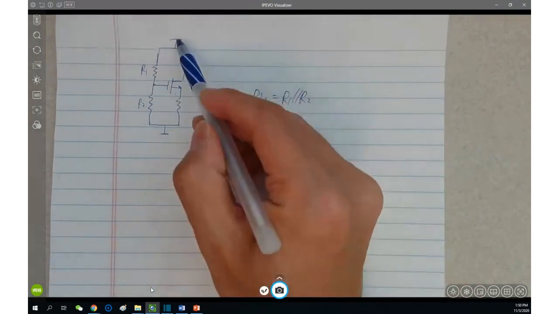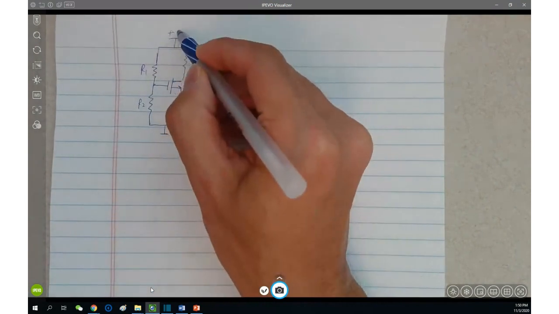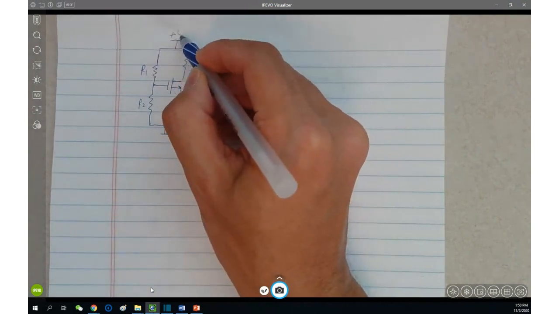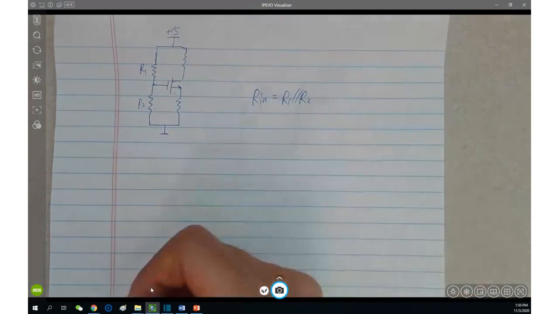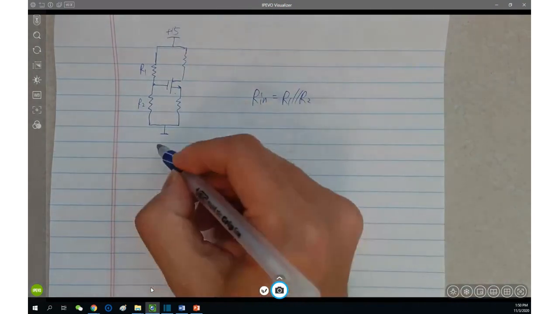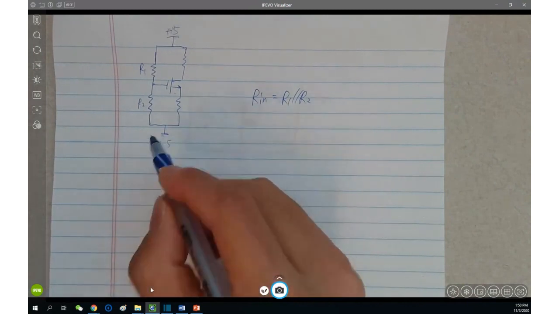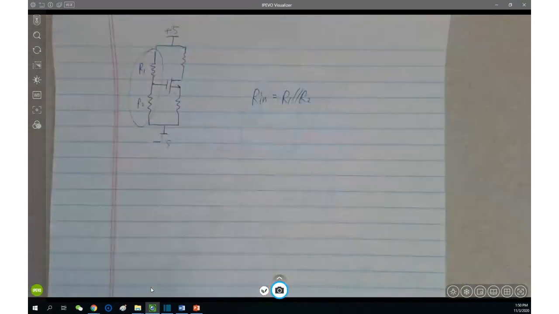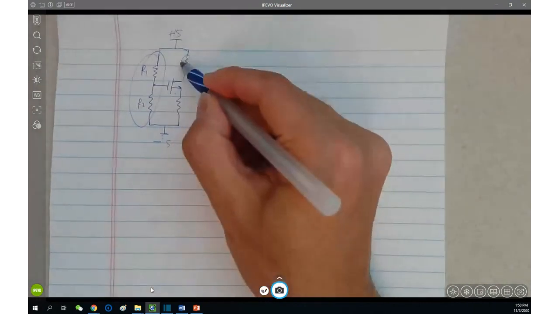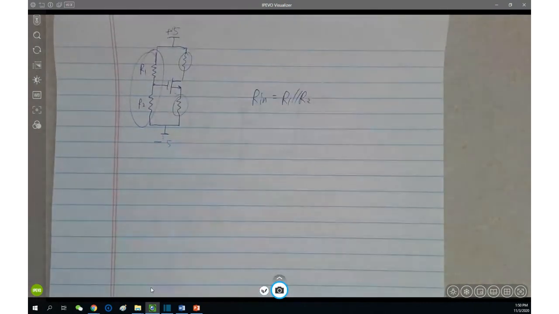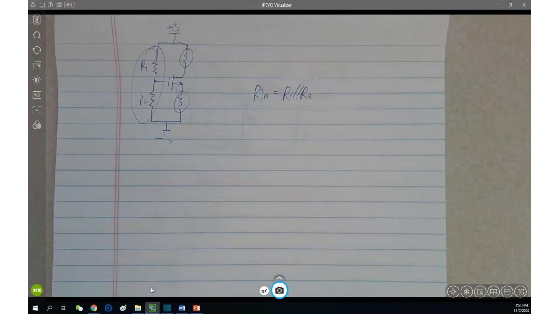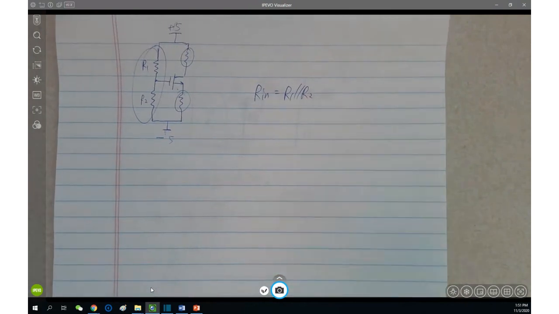You might have a positive voltage source, 5 or 15, it doesn't matter what the value is. We might have a negative voltage here or ground, that doesn't matter. And we are seeing R1, R2 like this, and we are seeing RD, RS like this, right? So we're quite used to such kind of a DC circuit. But the DC biasing could be implemented by other topology.